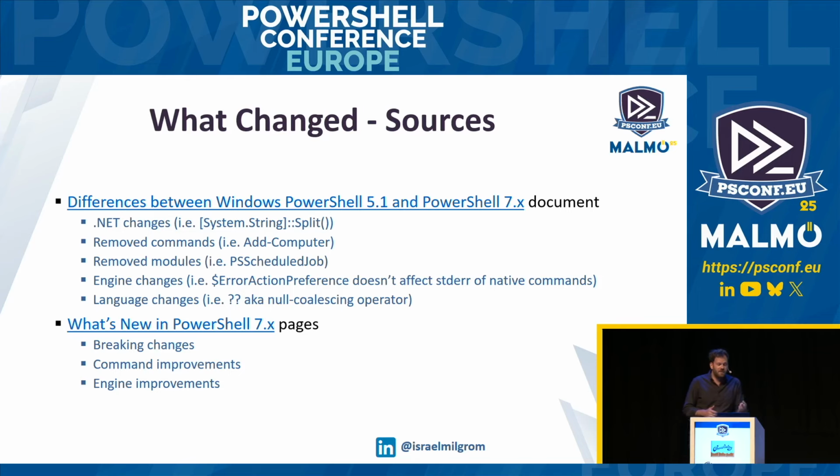Specifically with removed commands and removed modules, there are modules that you're still able to use in PowerShell 7 because of the WinPS compat session, I think it's called, where PowerShell 7 basically opens a session of PowerShell 5 under the hood. It's not great, but it works. But ultimately, you would move your code to not rely on PowerShell 5 at all. The engine changes and language changes that I talk about, the new operators and so on.